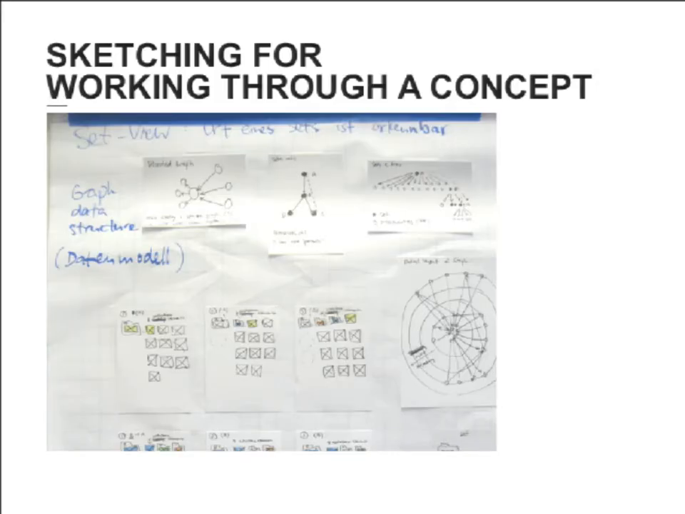Sketching is also useful for thinking through a concept. It's really great to figure out content, and also the information architecture. What is the stuff that needs to be on there? Where does it fit? And also the interaction, like, okay, what is first, and then what is afterwards, and where do we go next? In this case, I was exploring a graph data structure and ways to visualize that structure.